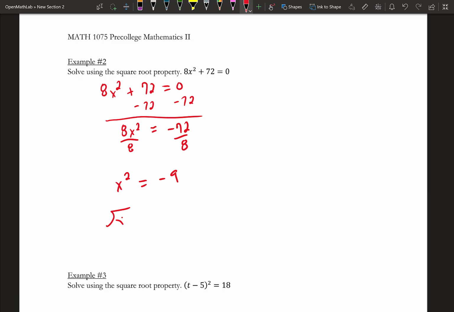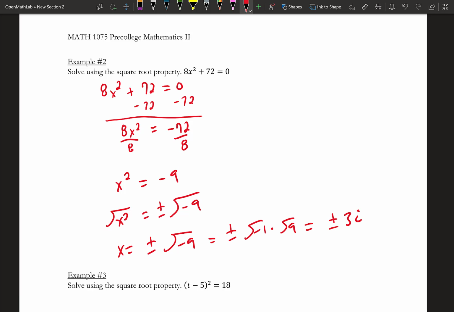And then when I take the square root of both sides, I'm left with x equals plus minus the square root of negative 9, which equals plus minus the square root of negative 1 times the square root of 9, which equals plus minus 3i. Right? So in other words, my solution set is plus minus 3i. Right, so those are two imaginary solutions.